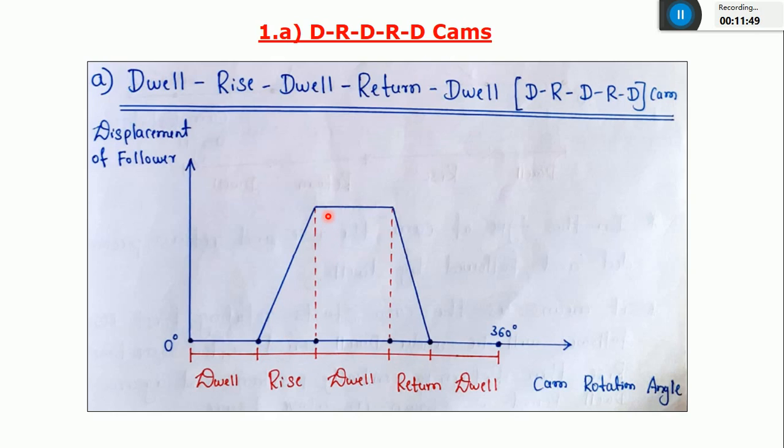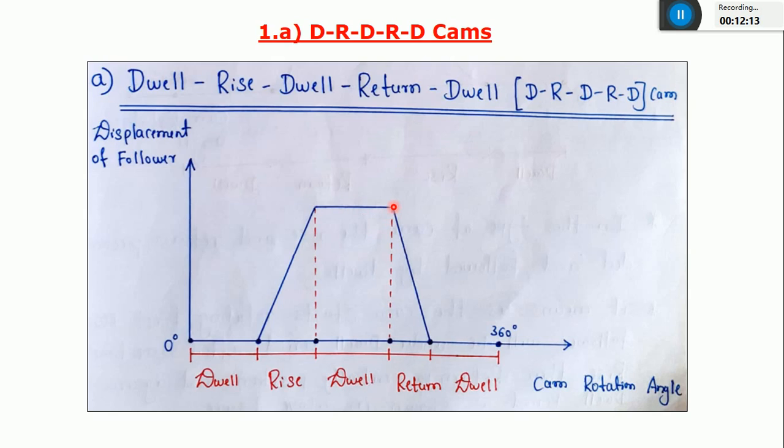And there are so many varieties of the followers. So in this case, after rising also it is under rest. There is no movement for the next rotation of the cam, you can say 90 to 180. So there is no movement of the follower. It is under rest. Okay. So again, whenever the follower is under rest, I'll call it a dwell time.